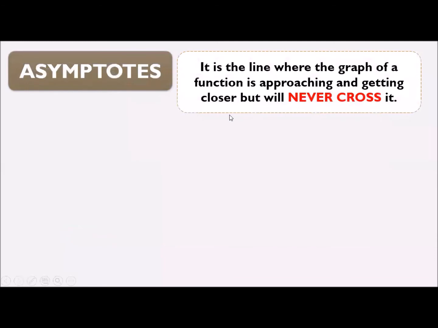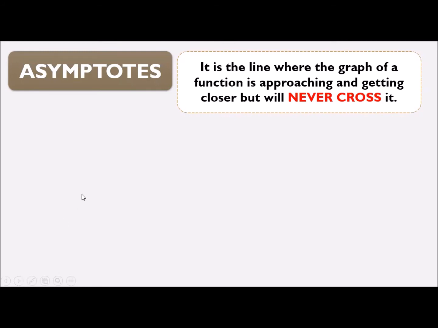Let's proceed on the asymptotes. Once we say asymptotes, it is the line where the graph of a function is approaching and getting closer but will never cross it. Pag sinabing never cross, tulad ng mga nababanggit ko kanina, hindi niya tinatamaan yung x-axis at saka yung y-axis. Pwedeng yon, or yung iba pang lines doon sa ating graph. So, hindi laging x and y-axis. Pwede ring iba pang lines. At yun yung ating hahanapin.